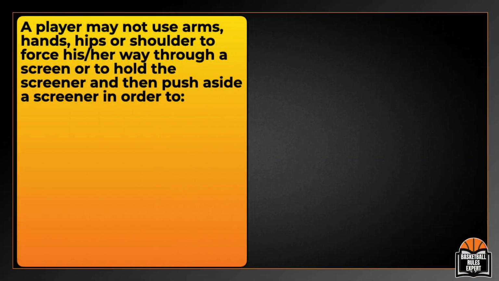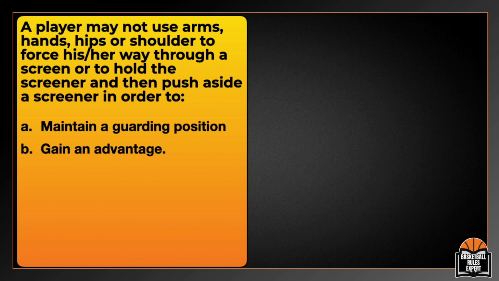All right, another question. Let's go. A player may not use arms, hands, hips, or shoulder to force his or her way through a screen or to hold the screener and then push aside a screener in order to A, maintain a guarding position, B, gain an advantage, C, steal the ball, or D, cause a turnover. That's oddly worded.